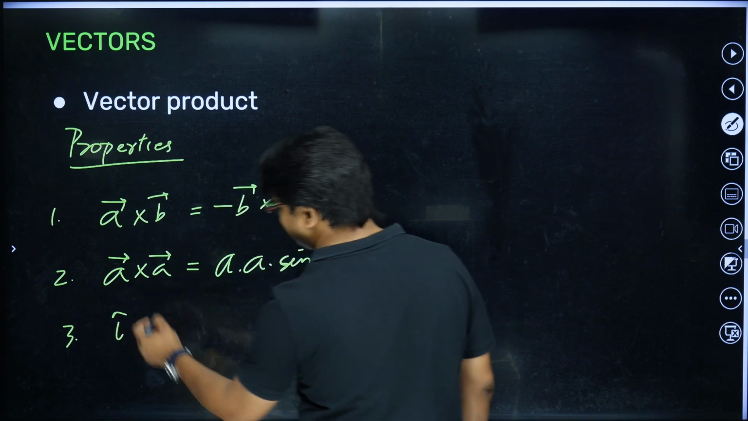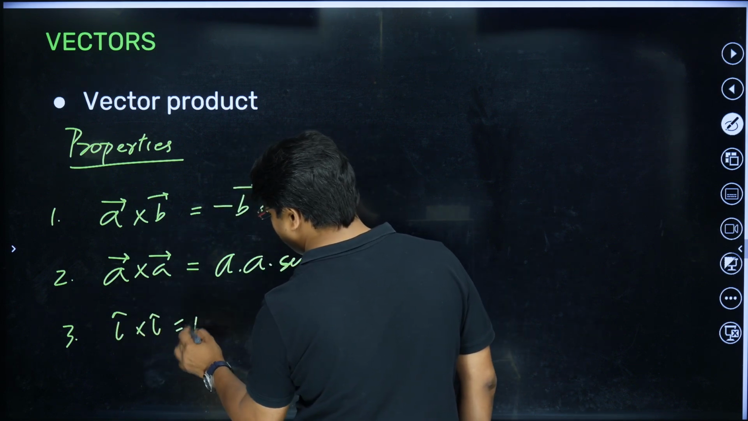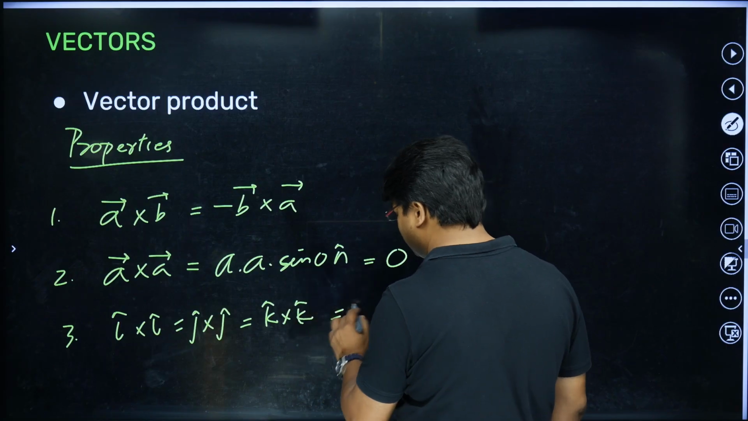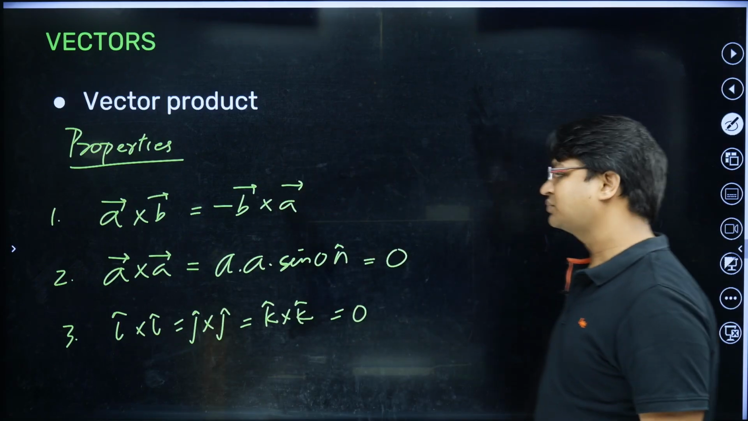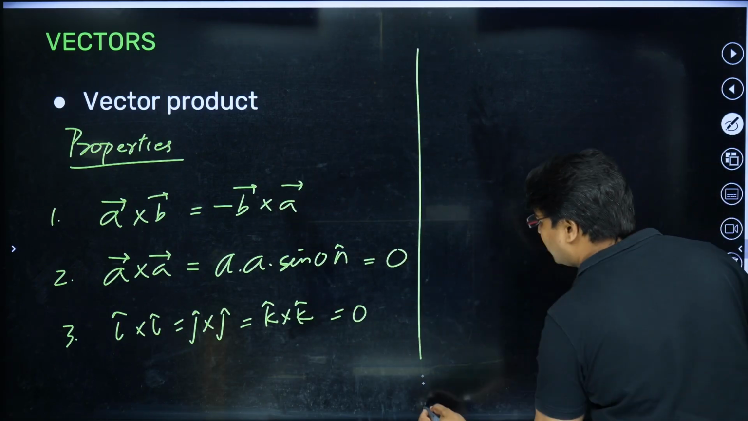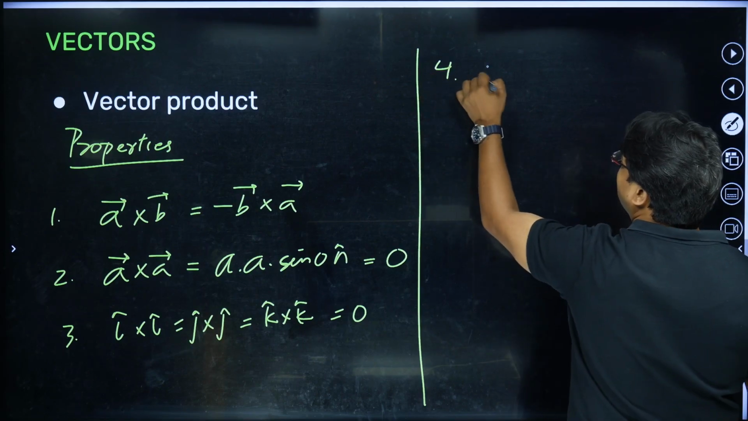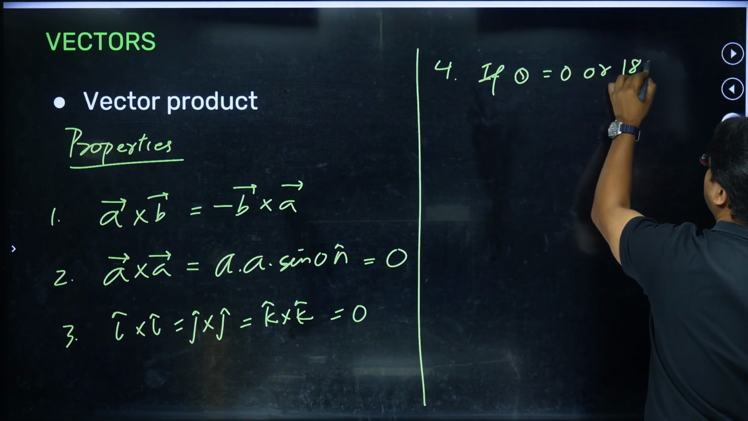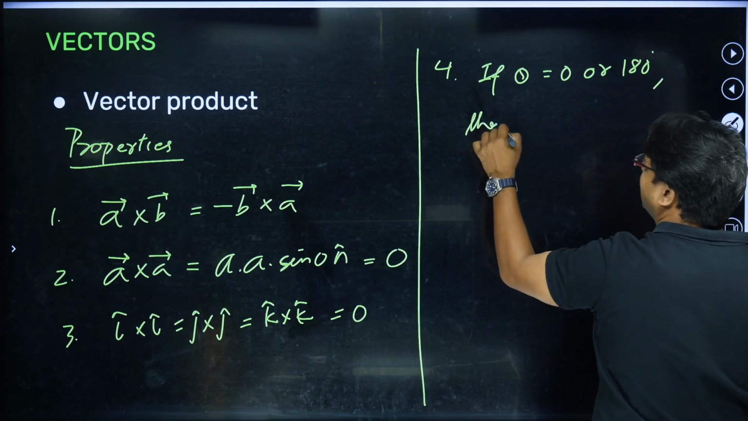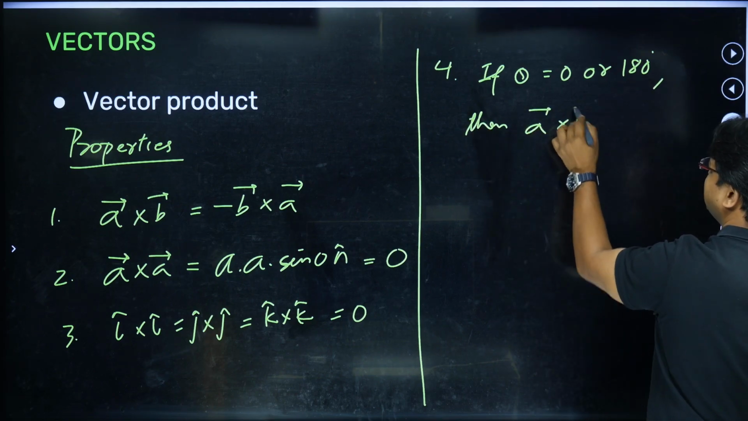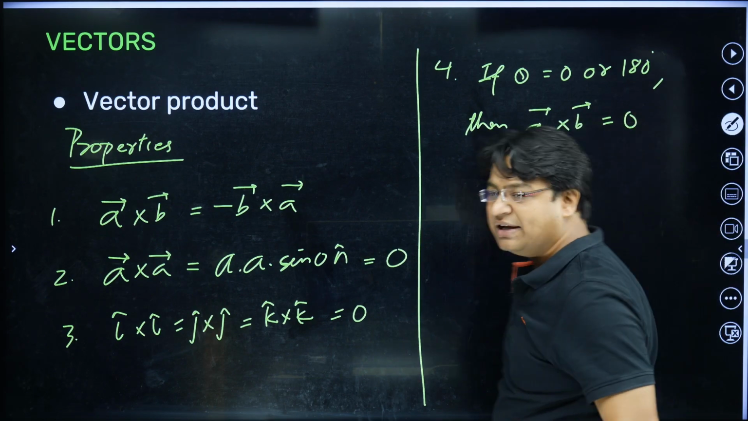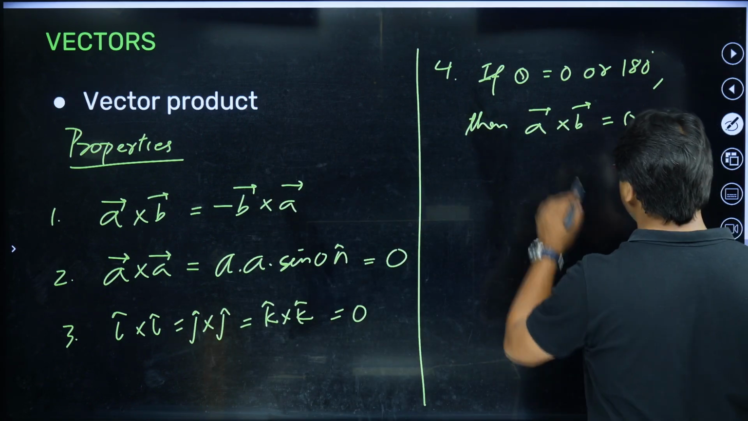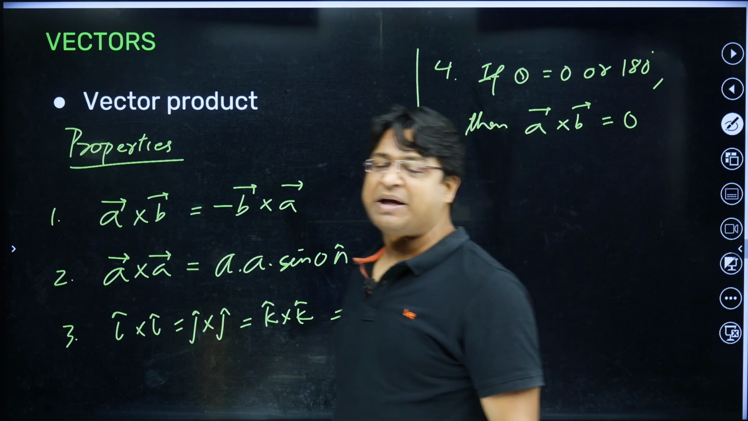But let's extend it from here. I cross I, J cross J, and K cross K are all 0. We can also note down that if theta is 0 or 180, then A cross B would be 0. That means if two vectors are either parallel or anti-parallel to each other, then their cross product would be 0. So we use this to check whether two vectors are parallel or anti-parallel.